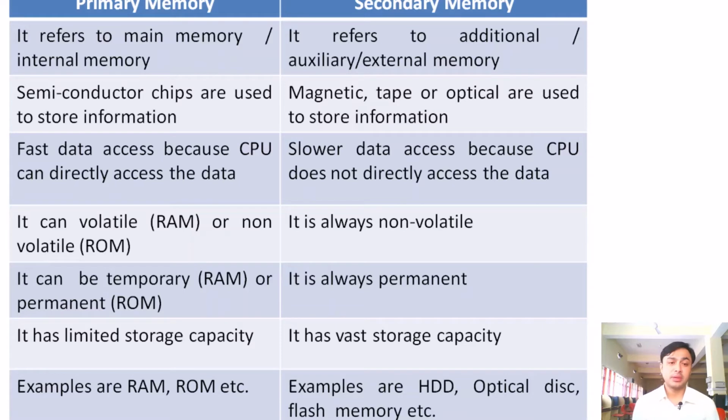In case of primary memory, there is a fast data access because the CPU can directly access the data. But in case of secondary memory, there is a slower data access because the CPU does not directly access the data. It first accesses the cache memory. If no data is available in cache, then it refers to the RAM memory. If there is no data in RAM, that is in primary, then from secondary memory, the data is first loaded into RAM memory and then it is loaded into the CPU.